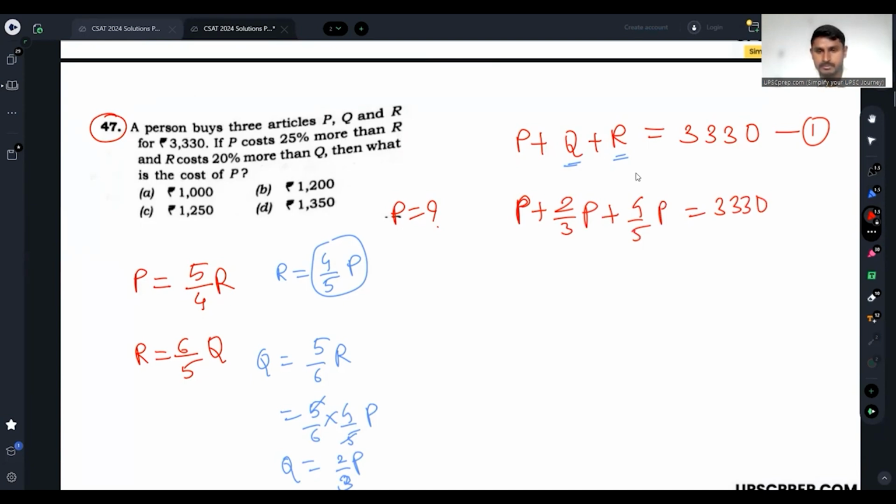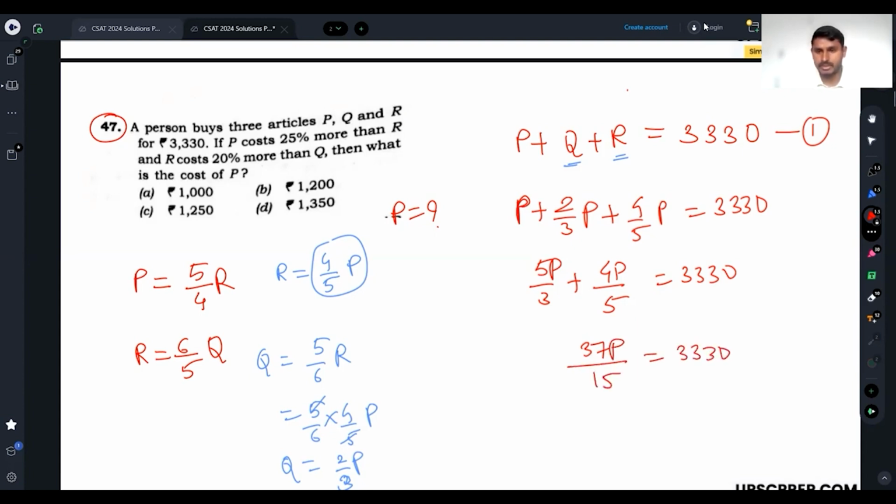Then let's calculate this total sum. This will become 5P by 3 plus 4P by 5 equal to 3330. Then 15, 25 plus 12, 37 times P by 15 is equal to 3330. Okay. So this 37 is a factor of 3330. This will become 90.